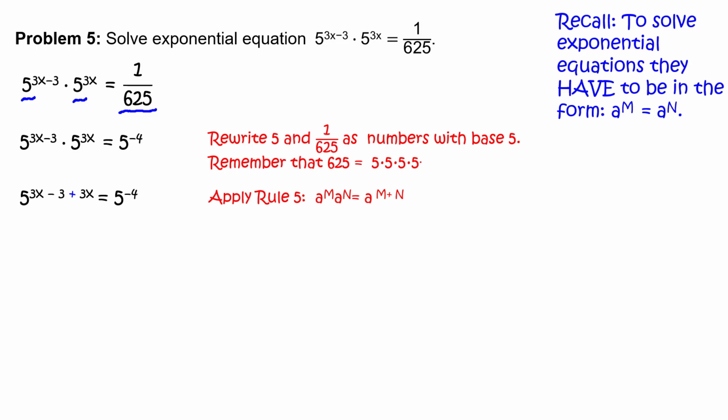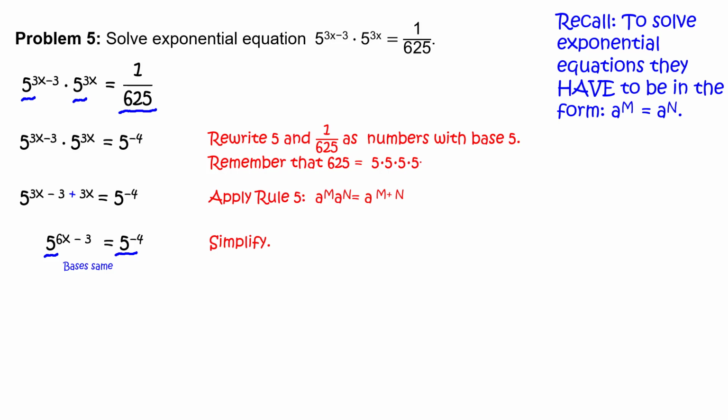So now I have two different bases raised to powers on the left side, and there only needs to be one. So I'm going to rewrite the left side by using rule 5, which says if you multiply powers with the same base, you add the exponents. So the exponents in this case are 3x minus 3 and 3x, so I'm going to add them, and I'm going to keep the base 5. So on the left side, I'm going to have 5 raised to 3x minus 3 plus 3x equals 5 raised to negative 4th. And then I'm going to simplify. I'm just going to add the terms in the exponent. So 5 raised to 6x minus 3 equals 5 raised to negative 4.